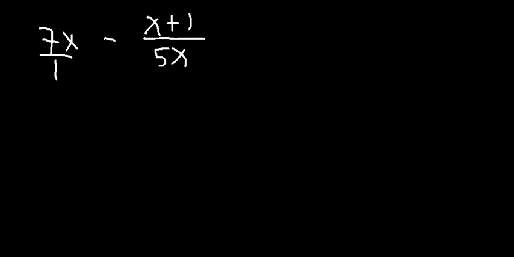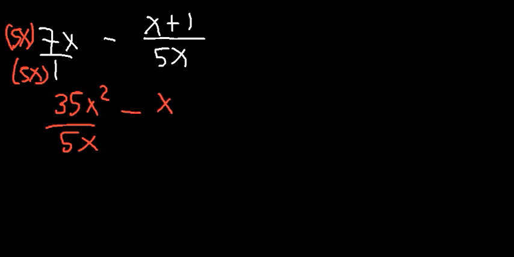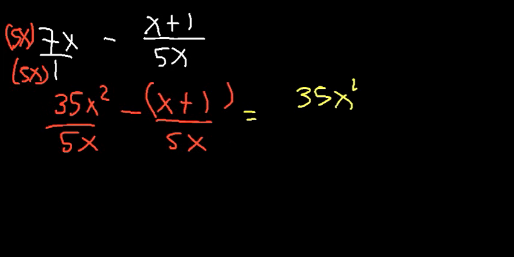So let's say you have another mixed expression. Let's say you have 7x minus x plus 1 over 5x. Again, put this over 1 and then get common denominators. Multiply this by 5x over 5x. So what you have now is 35x squared over 5x minus x plus 1 over 5x. Now keep in mind this negative sign is distributed to both the x and the 1. So our final answer is 35x squared minus x minus 1 over 5x.